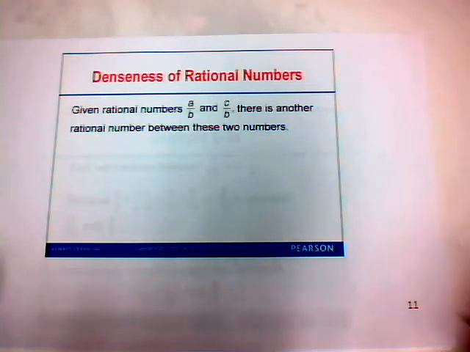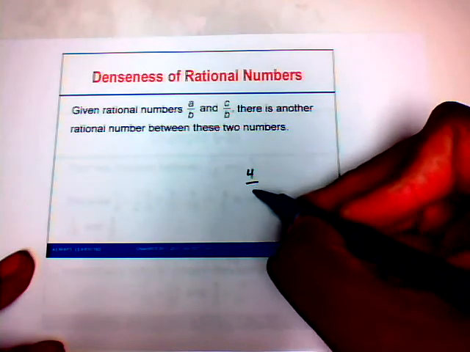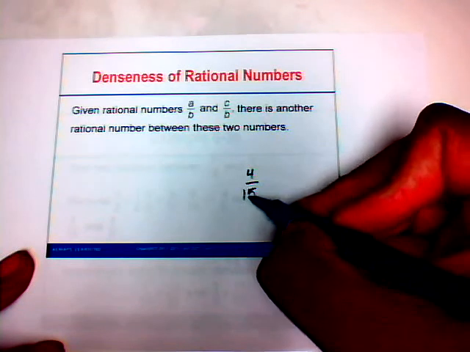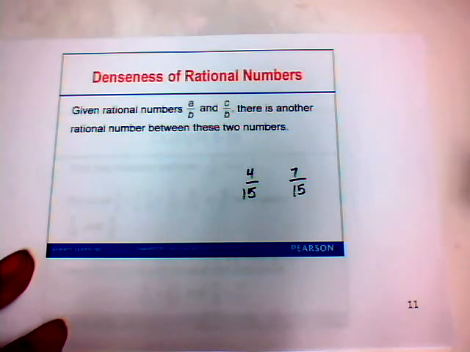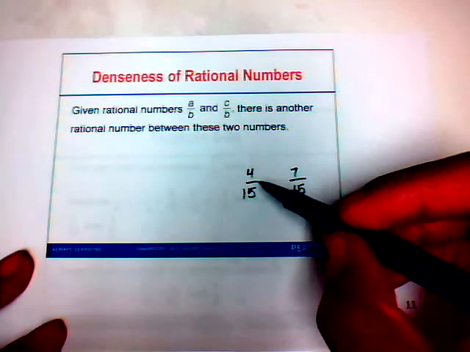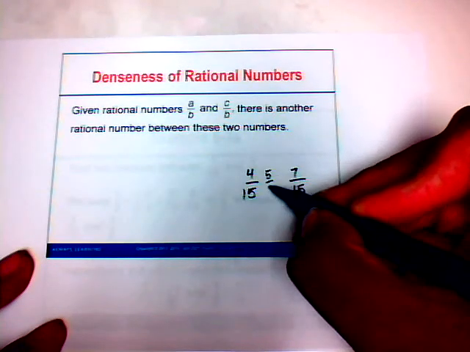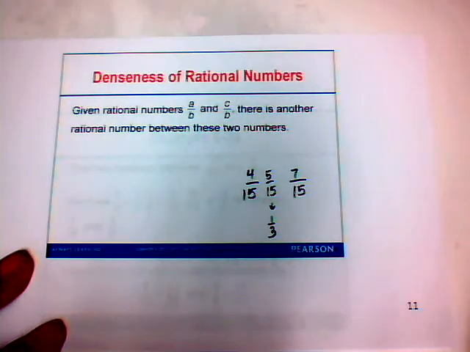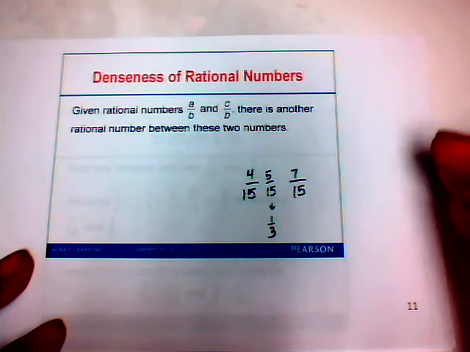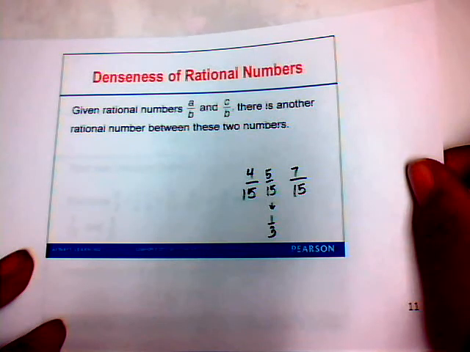Okay, I'll give an example that has like fractions here. Let's see, 4/15, 7/15. Obviously, there is a rational number that's in between those. Like, we can say 5/15, which is 1/3. Or you can use 6/15, which is going to be 2/5.